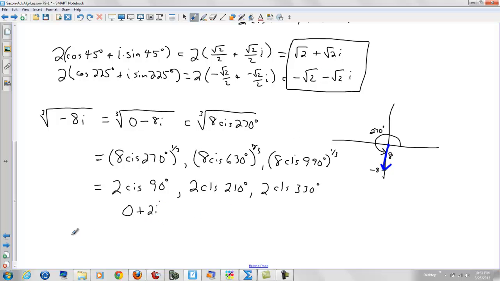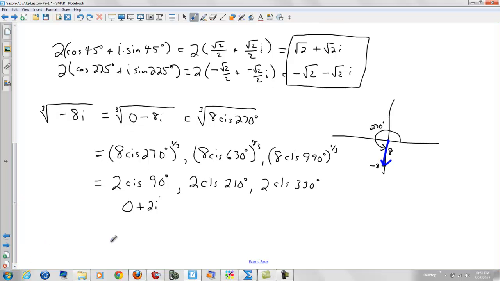So if I took 2i to the third power, just to verify, using laws of exponents, that would be 2 cubed times i cubed. 2 cubed is 8. i to the third is negative i. And I indeed get negative 8i. So that just verifies one of them, and of course you could verify the others.